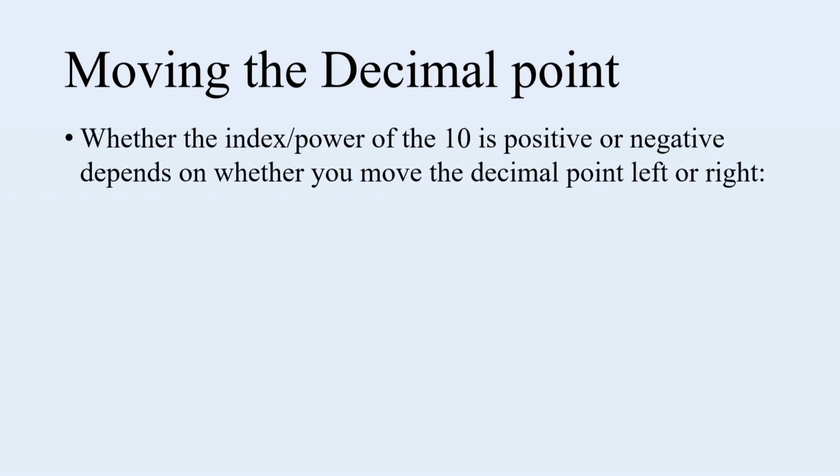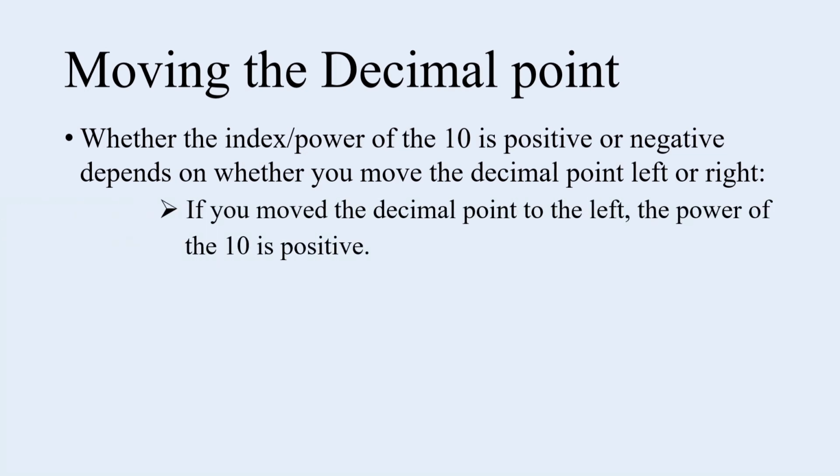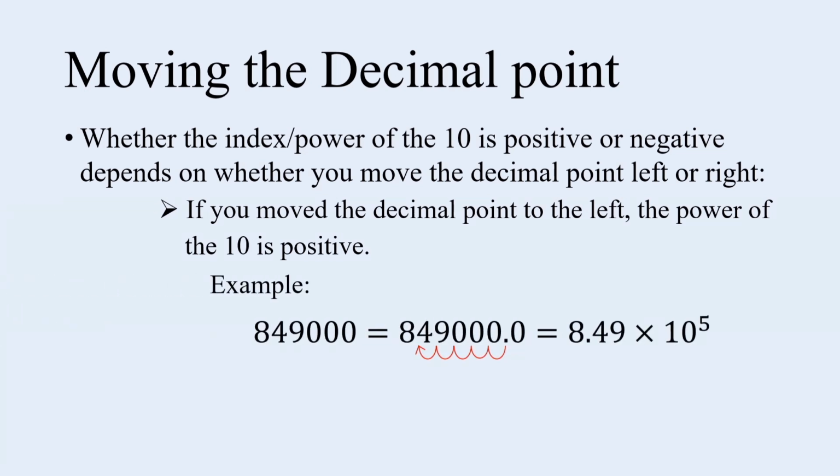Now, there is something important for you to know about moving the decimal point. Whether the index or power of the 10 is positive or negative depends on whether you move the decimal point left or right. More specifically, if you move the decimal point to the left, the power of 10 will be positive. So, for example, when we look at the number 849,000, we need to move the decimal point by 5 places to the left. Therefore, 849,000 equals 8.49 times 10 to the power of 5.